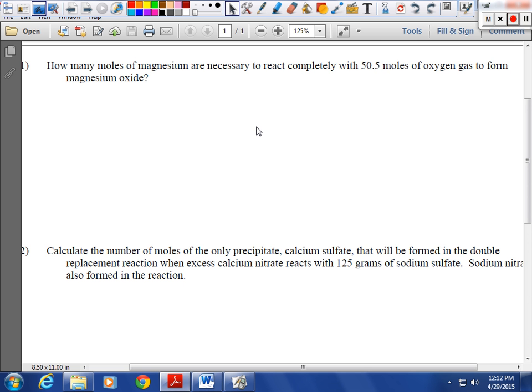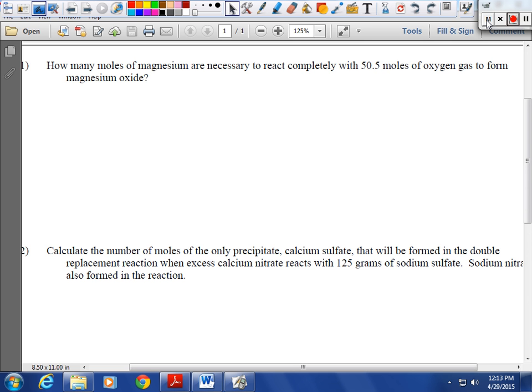So the question is, how many moles of magnesium are necessary to react completely with 50 and a half moles of oxygen gas to form magnesium oxide? Now, anytime we do a stoichiometry problem, what is a minimum? A balanced equation. See if you can write the balanced equation for that reaction.